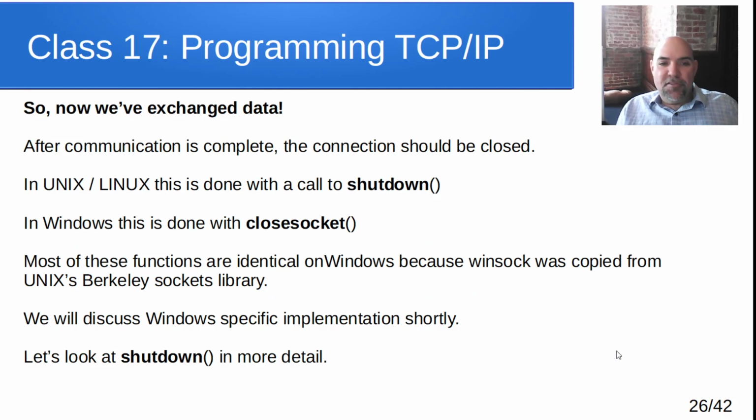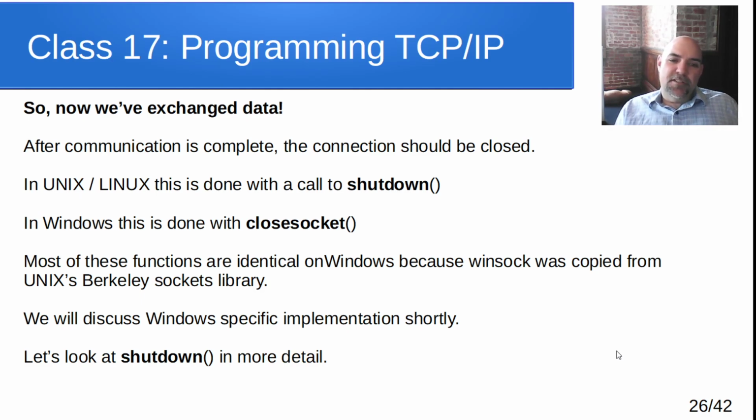All right, so now that we've exchanged data, we want to close the connection down. Now, depending if you're writing this code for Unix or Linux or Windows, it's done a little bit differently. With Unix and Linux, it's done with a call to shutdown. In Windows, it's done with a call to close socket.